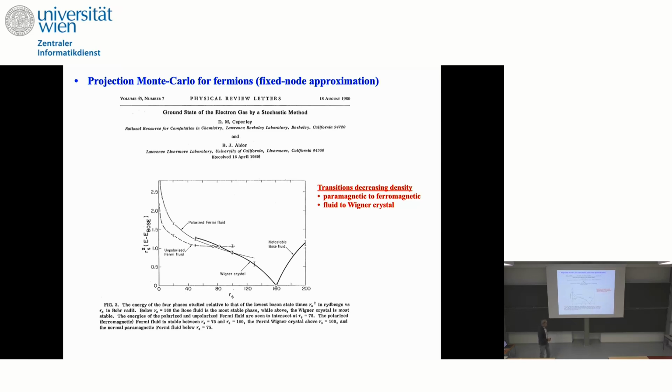And then they have also a transition from a fluid to a crystal, which in the case of electrons is the Wigner crystal. Okay? So this was, again, a very important contribution. Of course, this is not exact because it's based on the fixed node approximation, because for fermions, you know that in Monte Carlo you have the infamous sign problem, which does not allow you to get an exact result. But this was a very important contribution.